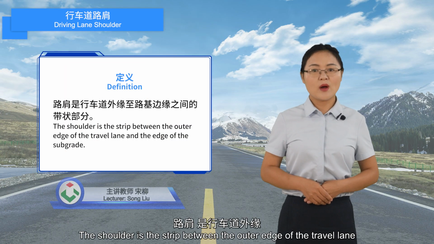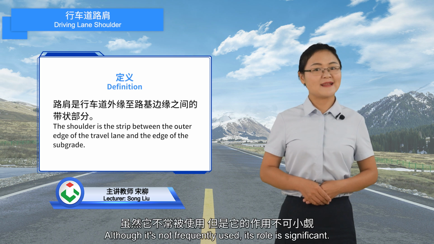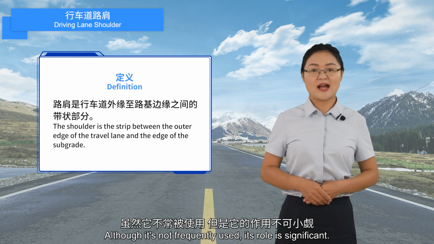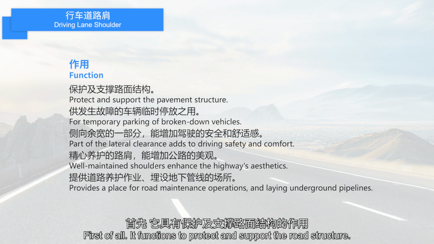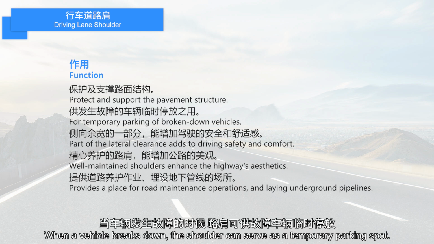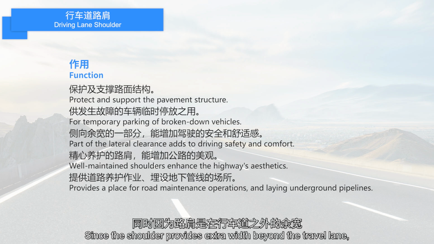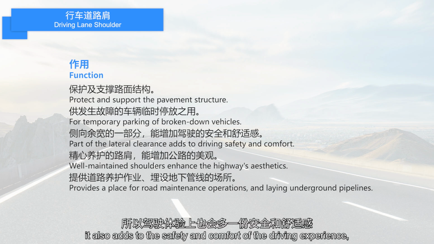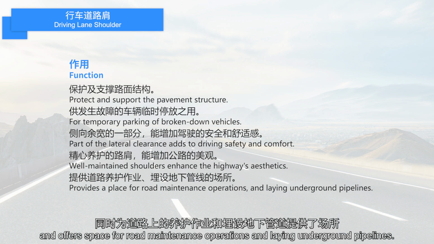The shoulder is the strip between the outer edge of the travel lane and the edge of the subgrade. Although it's not frequently used, its role is significant. First of all, it functions to protect and support the road structure. When a vehicle breaks down, the shoulder can serve as a temporary parking spot. Since the shoulder provides extra width beyond the travel lane, it also adds to the safety and comfort of the driving experience, enhances the aesthetics of the highway, and offers space for road maintenance operations and laying underground pipelines.